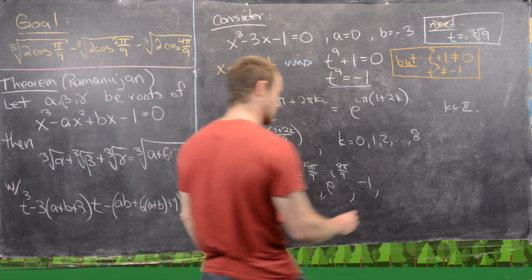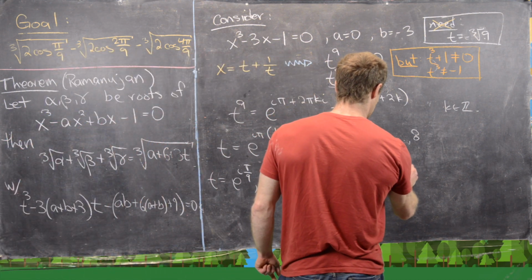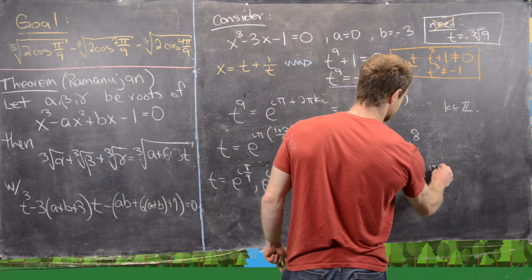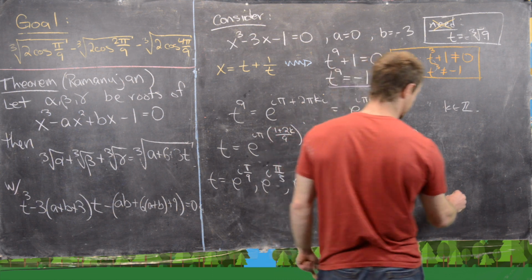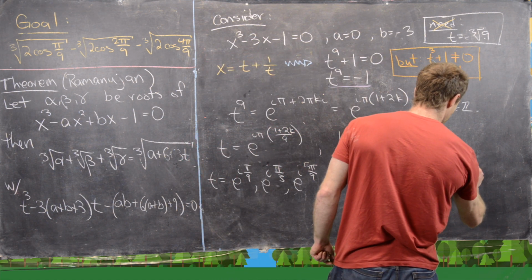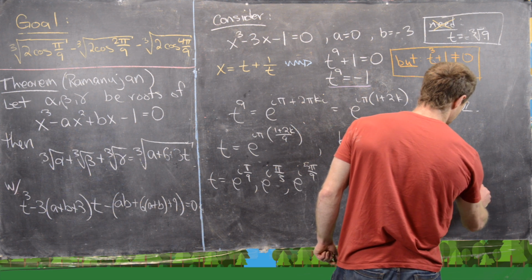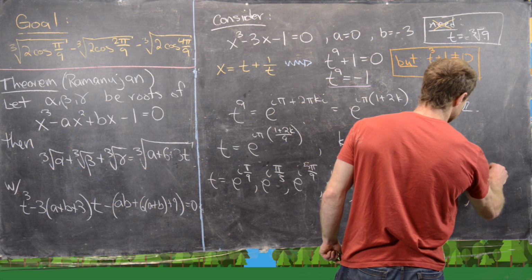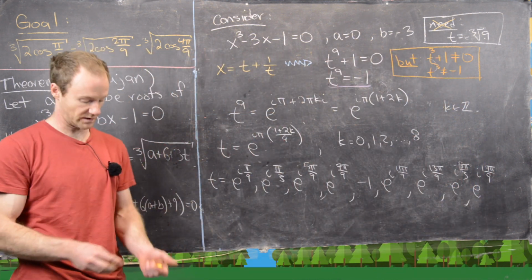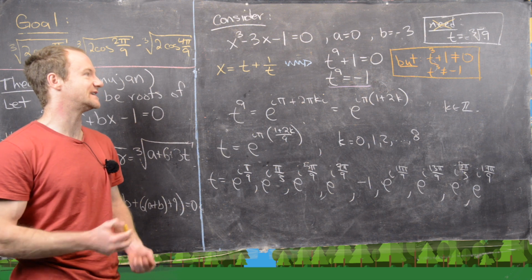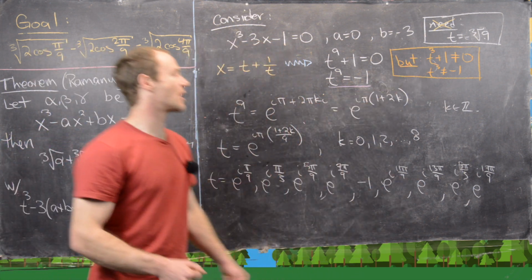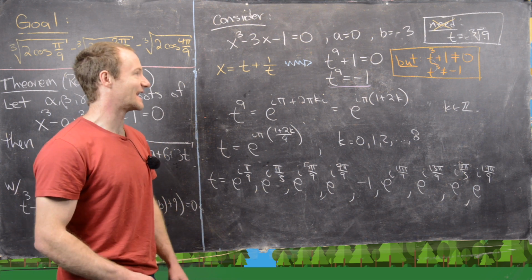And then e to the i 11 pi over 9, and then e to the i 13 pi over 9, and then e to the i 15 pi over 9, which is the same thing as 5 pi over 3, and then finally e to the i 17 pi over 9. Okay, great. And those are all the different ones. So now let's see which ones we need to throw out. We'll need to throw out all of them that are solutions to that equation.